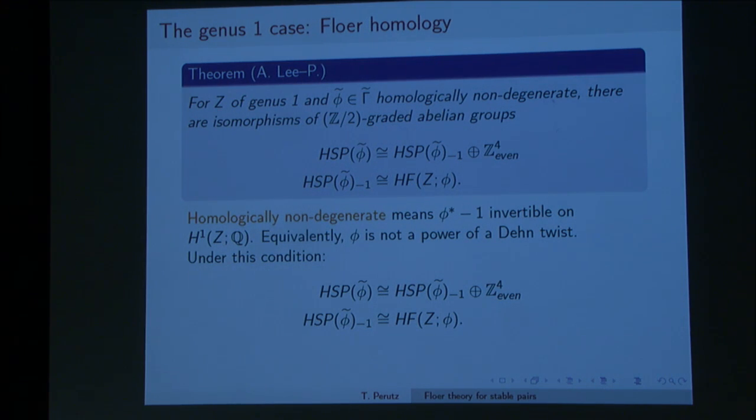Okay, so in other words, the interesting part of fixed point Floer homology acting on this blow-up of CP3 is isomorphic to the fixed point Floer homology acting on the curve itself. The condition is homological non-degeneracy, which simply means that phi star minus 1 acts invertibly on the rational first cohomology of Z. It's just saying that phi is not a power of a Dehn twist.